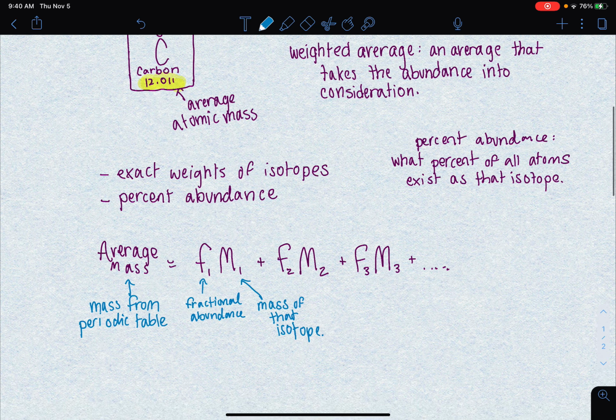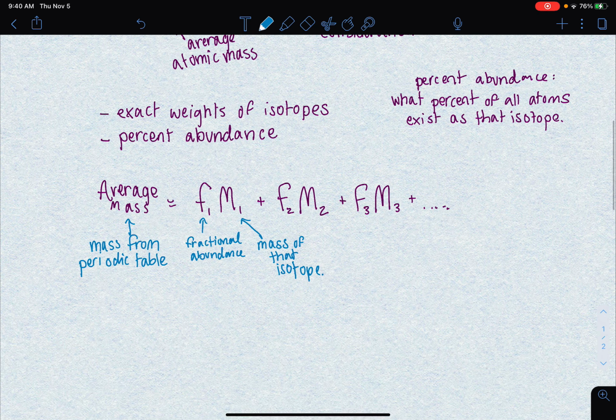Well, percent abundance is of course going to be a percentage. So percent abundance might be something like 75% and 25%. So say I had 2 elements, I had X13 and X15.